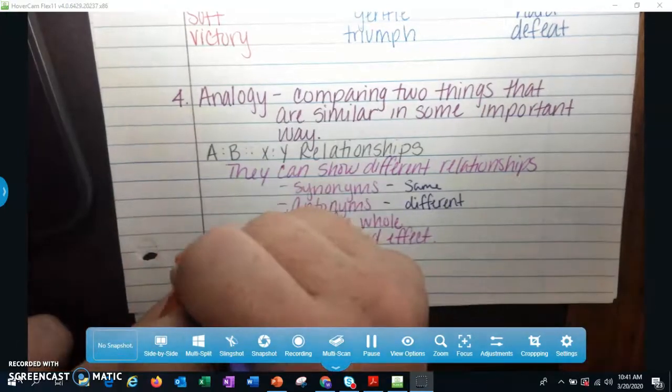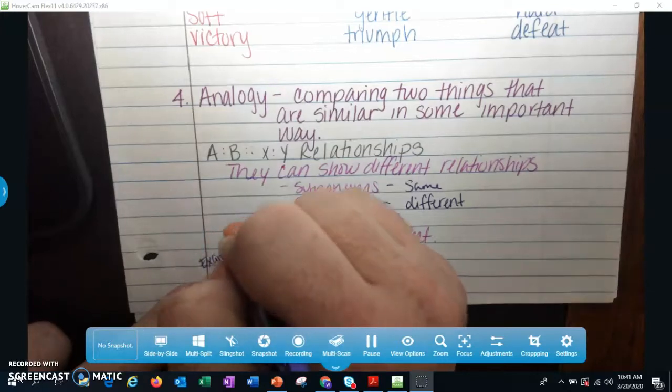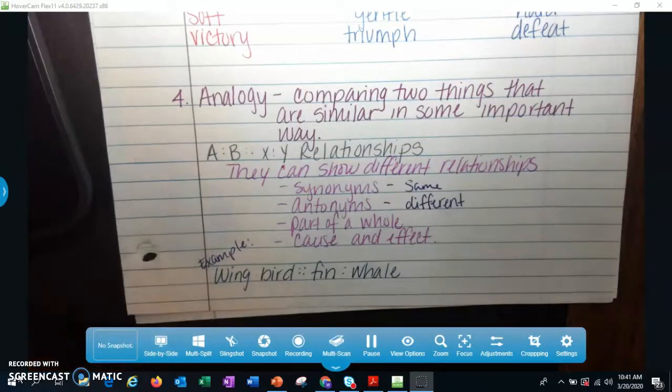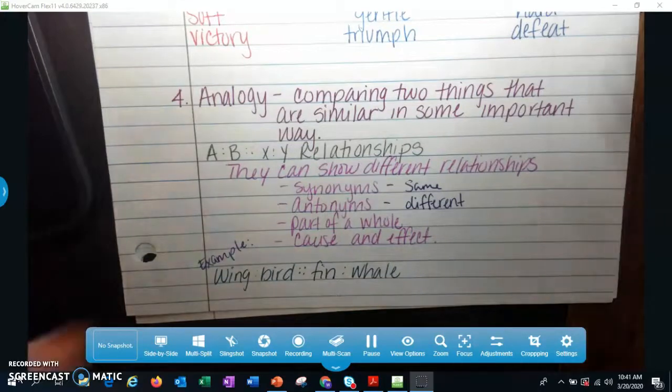So the example that I have written here for you is that wing is to bird like fin is to whale, okay? So maybe I don't write a sentence this way, but if I break a sentence down to this, that's the analogy. They're comparing the wing of a bird to the fin of a whale, okay?